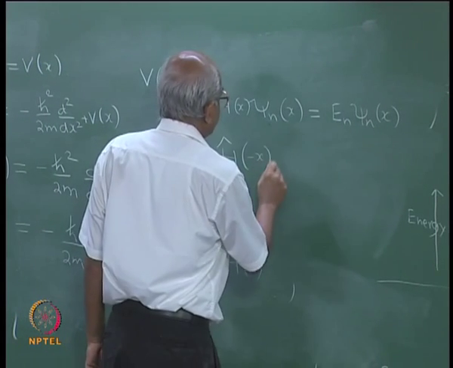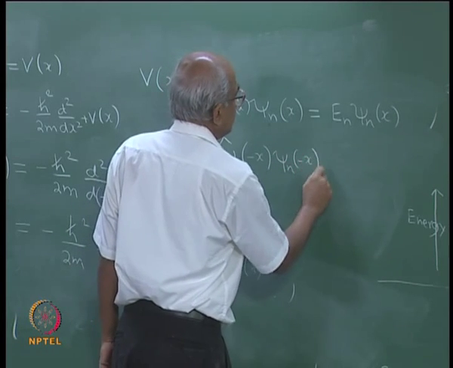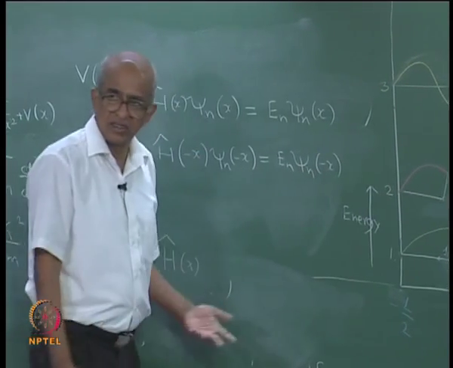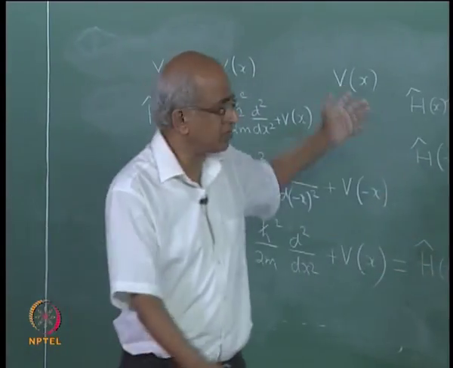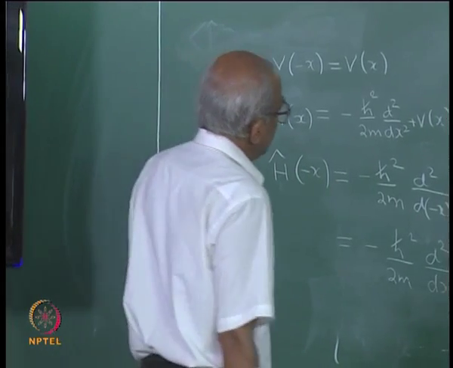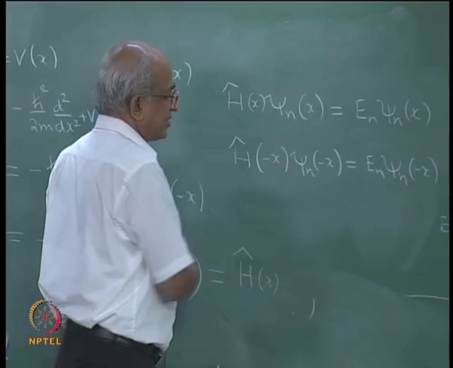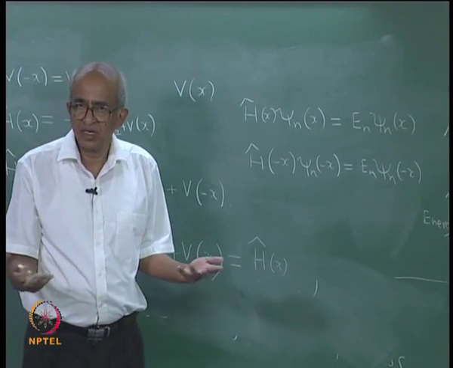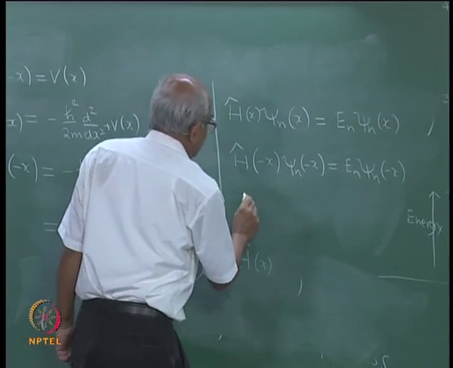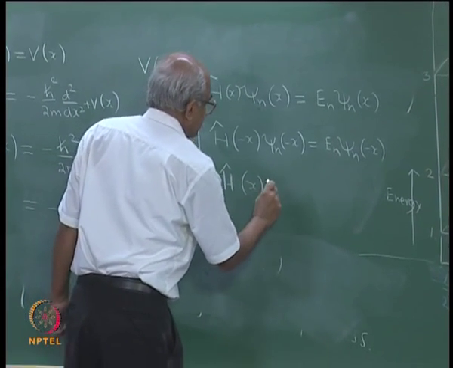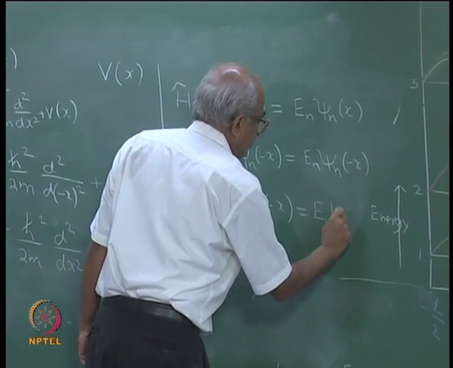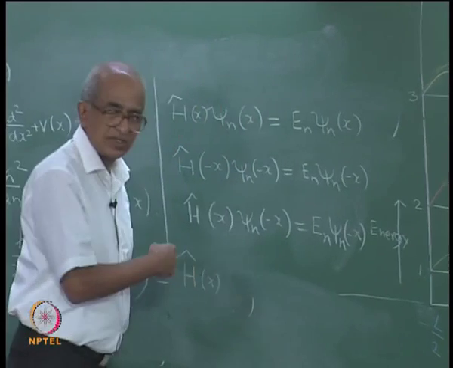So, h of minus x psi n of minus x must be equal to E n times psi n of minus x, correct? It has to be correct, because the first equation is valid for all x. So, it should be valid for minus x also. But I know that I have a situation where h of minus x is h of x itself. I know that is what we are thinking of. So, h of x operating upon psi n of minus x is equal to E n psi n of minus x. That is the result that I am getting now.